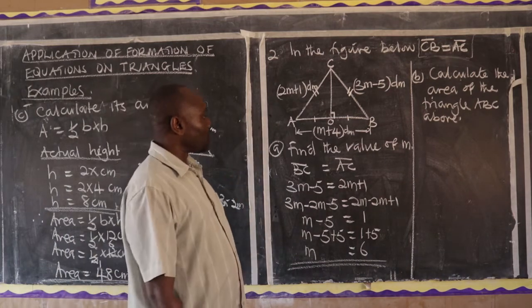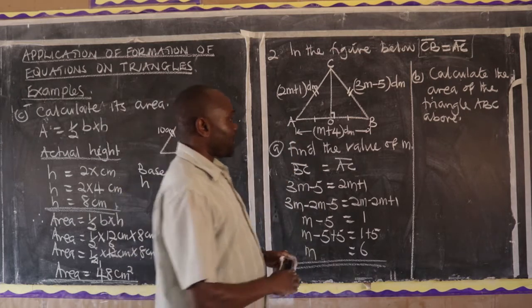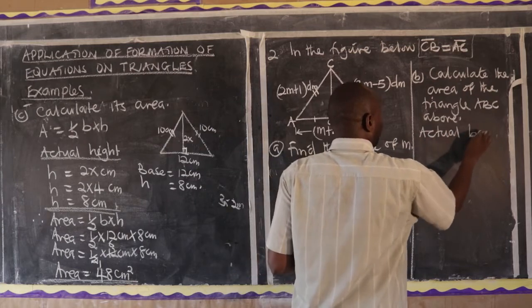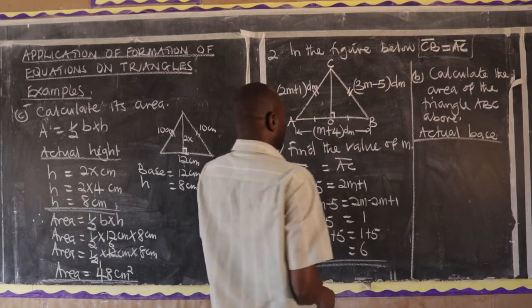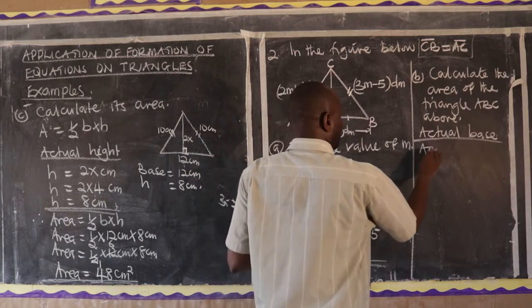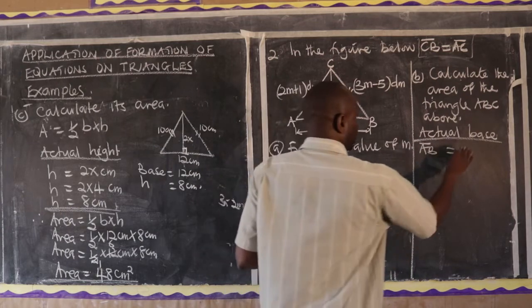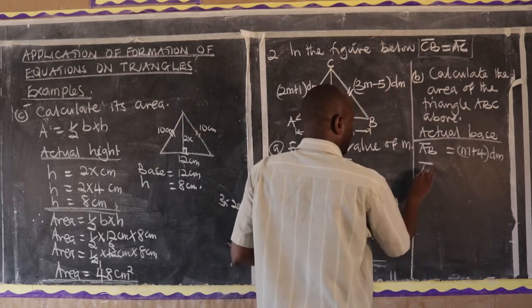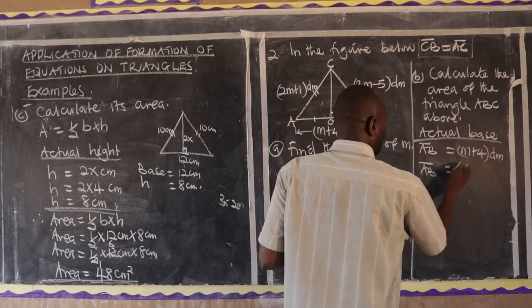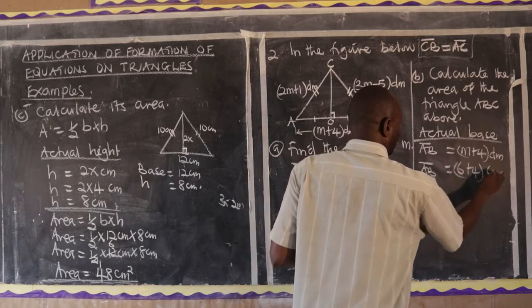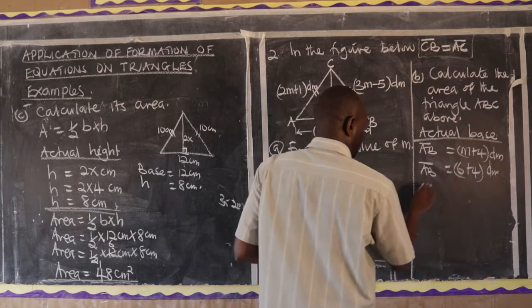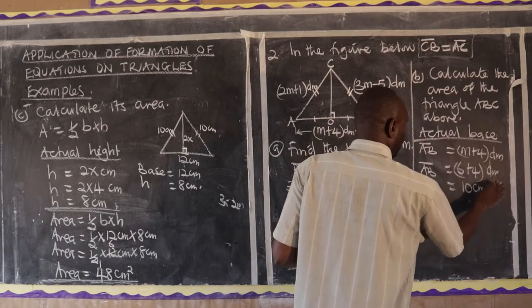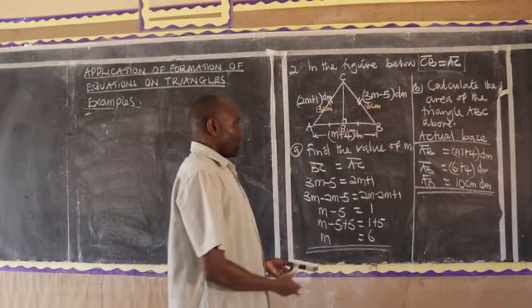So, what are we going to do? We are going first of all to find the actual base. The actual base is here. AB is equal to m plus 4 decimeters. So line AB is equal to 6 plus 4 decimeters. So line AB gives us 10 decimeters.